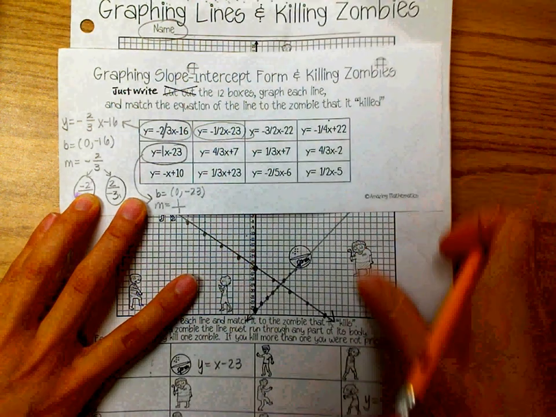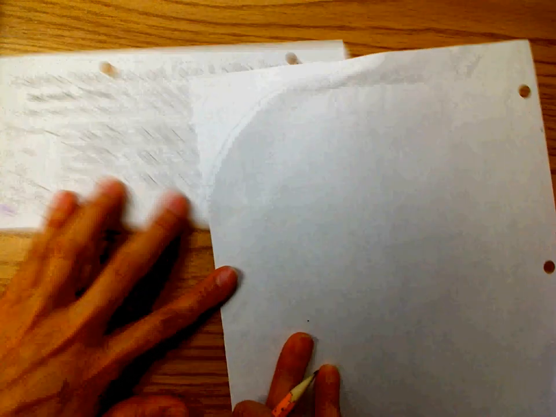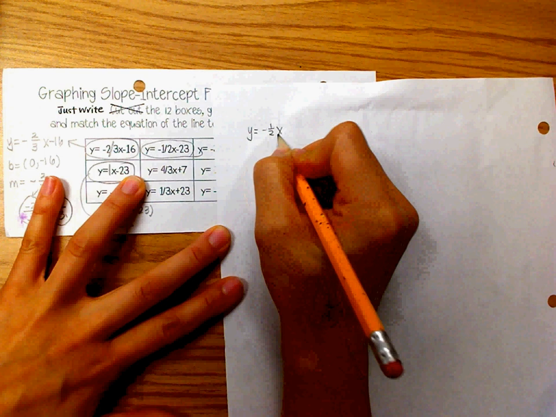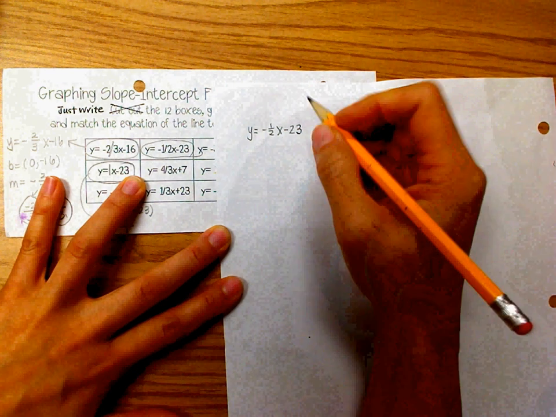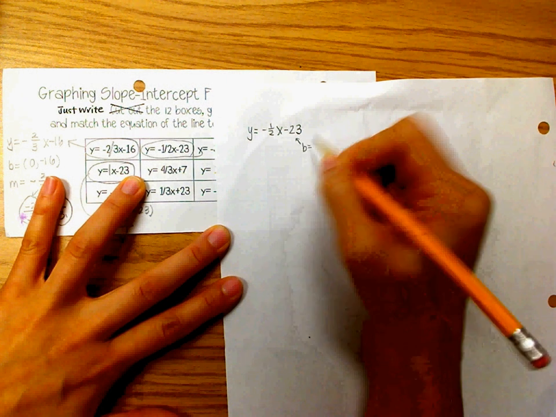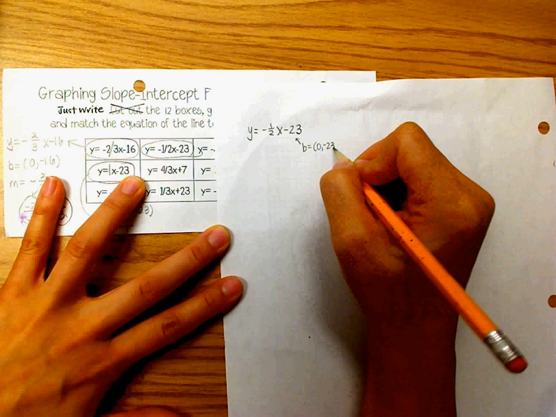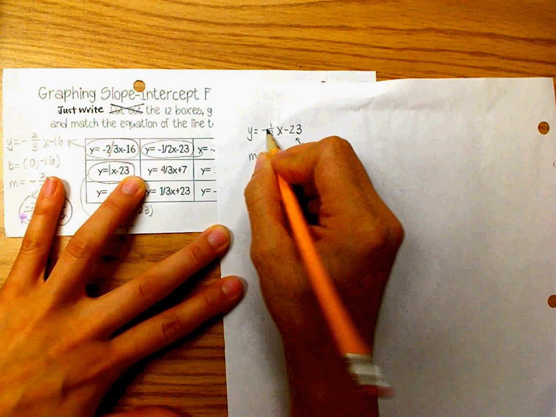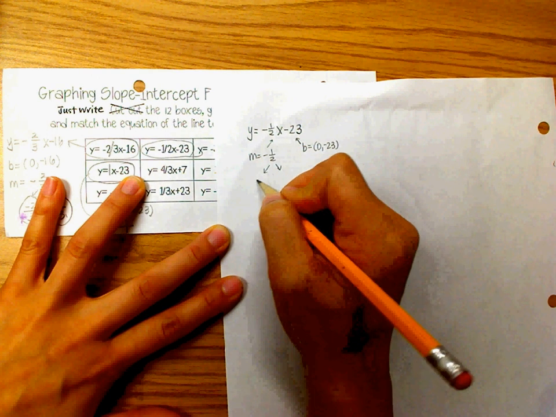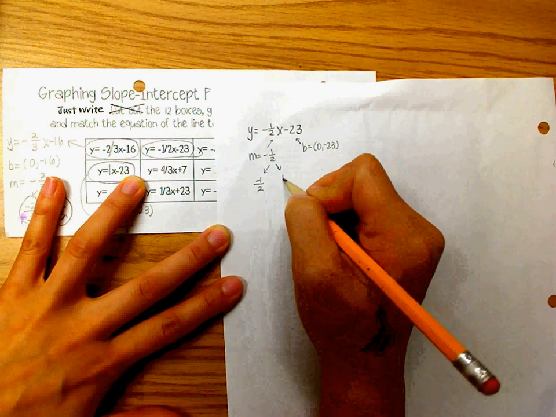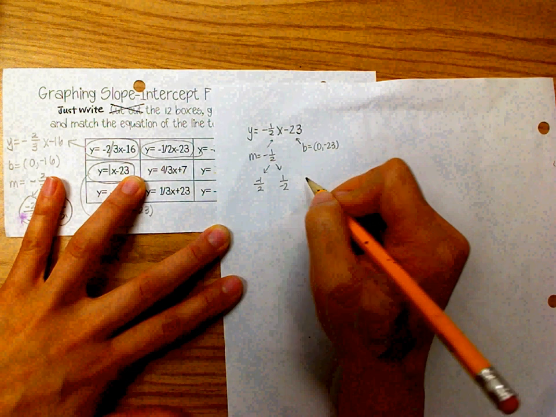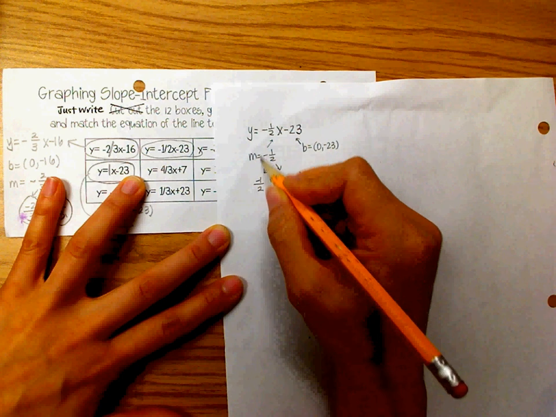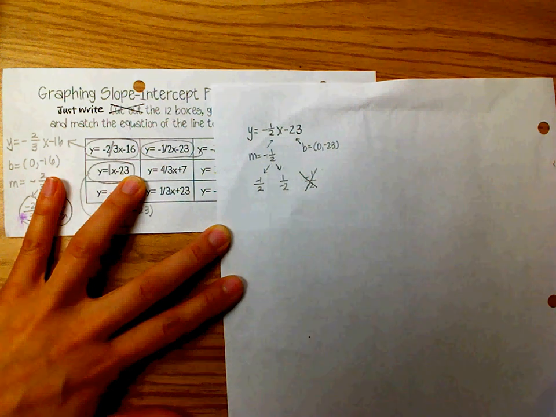Okay, some students asked, can I write on the back of this? Absolutely, that's fine. So I'm going to rewrite the equation y equals negative 1 half x minus 23. My y-intercept is 0 comma negative 23, and my slope is negative 1 half. Remember, a negative makes a difference, so I'm going to write negative 1 over 2, or positive 1 over negative 2. What you don't want to write is negative 1 over negative 2, because the double negative turns it into positive, and we don't want it to be positive because the original slope is negative.